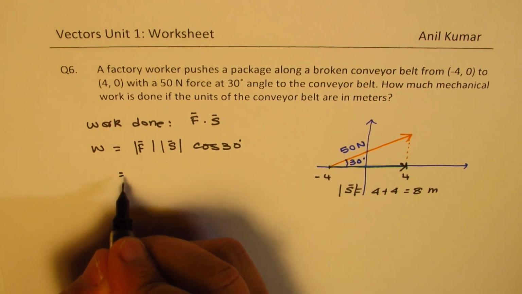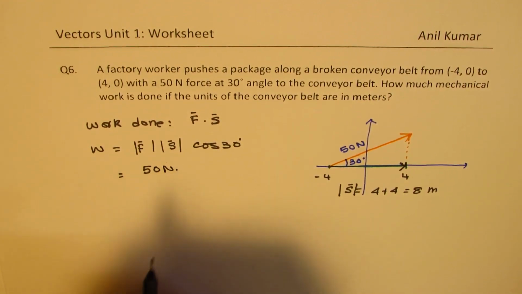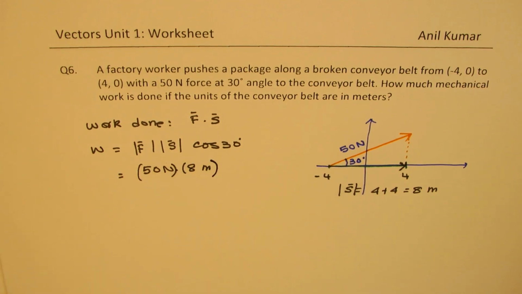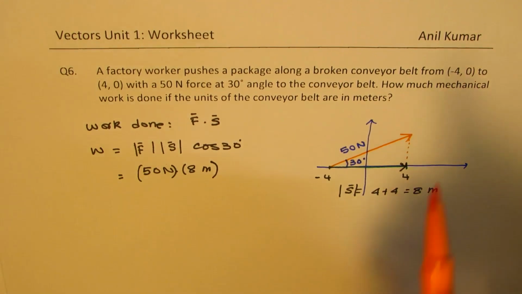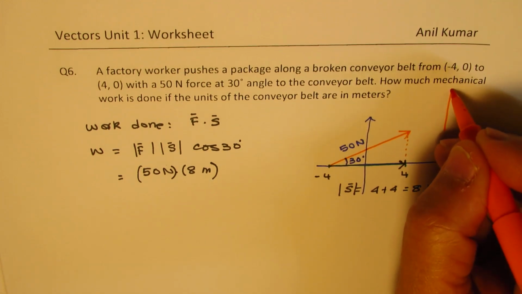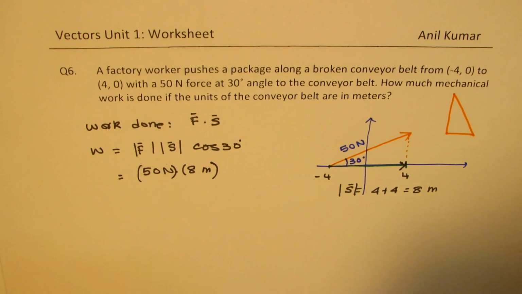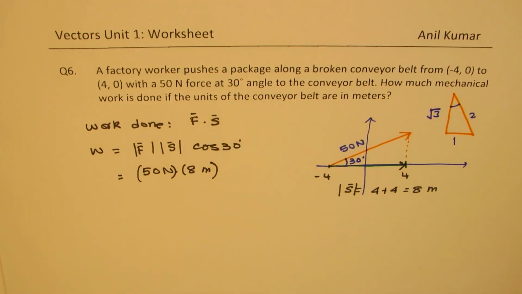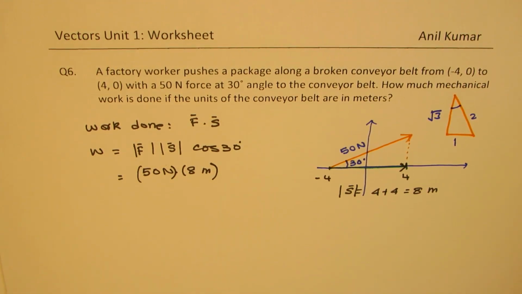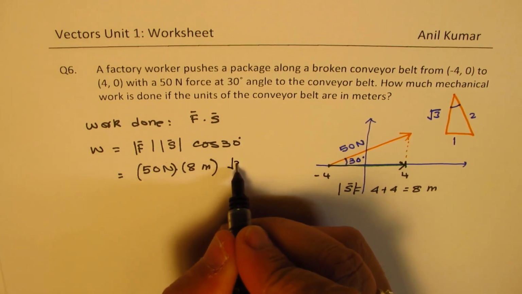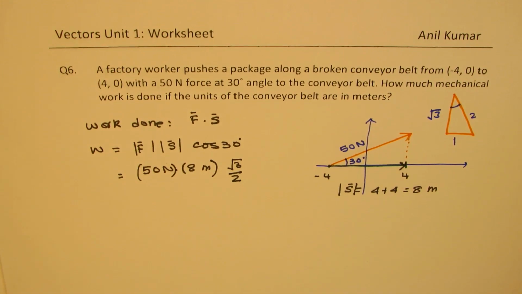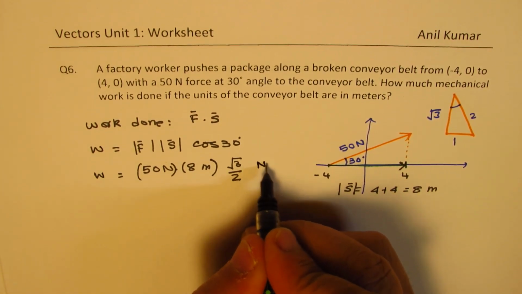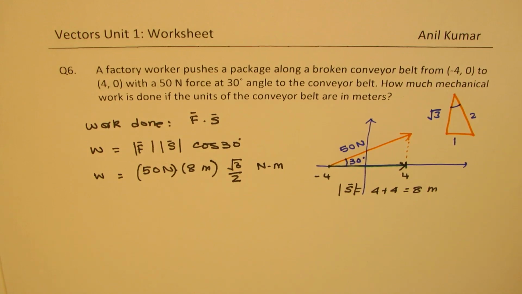So we can substitute these values. We have 50 newtons times, let's write brackets here, 8 meters, and the value of cos 30. You can use your special triangle as we just did earlier, right? I prefer to always make my triangle like this, in which the side here will be 30, correct? So 1, 2, square root 3. So the cos component is basically square root 3 over 2. Correct? So that becomes the magnitude, and the units will be Newton meters, or you can write joules, right? So that is the work done.